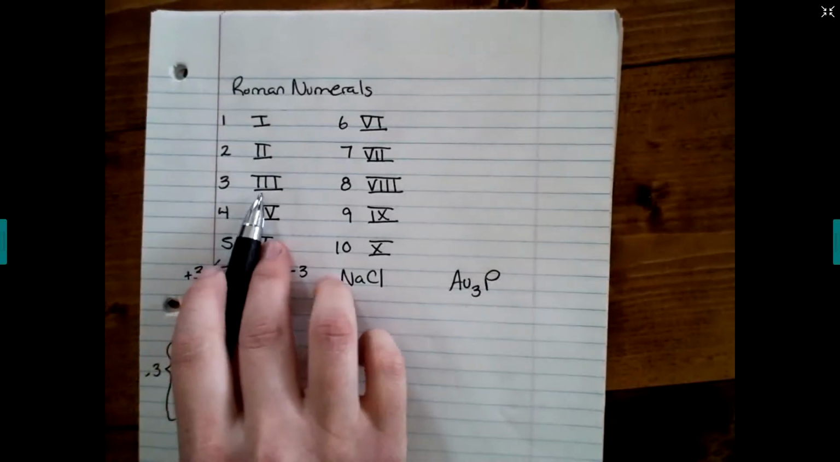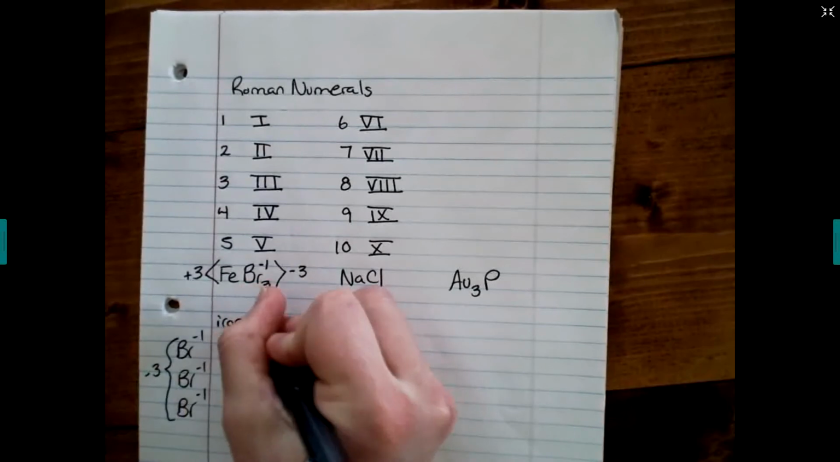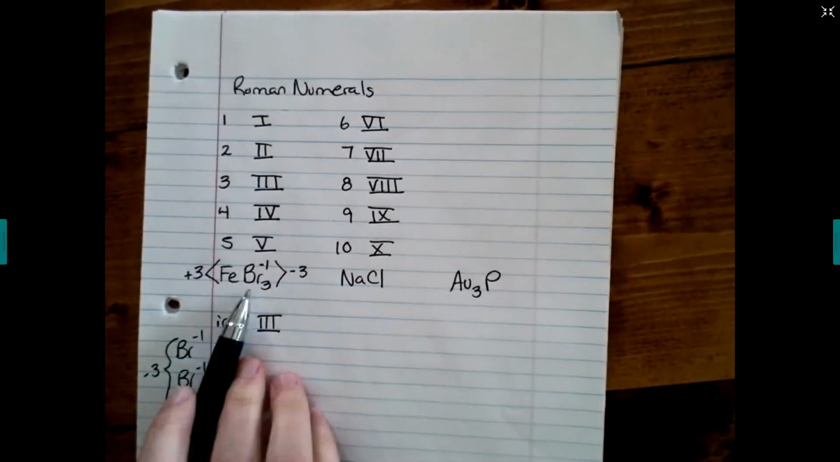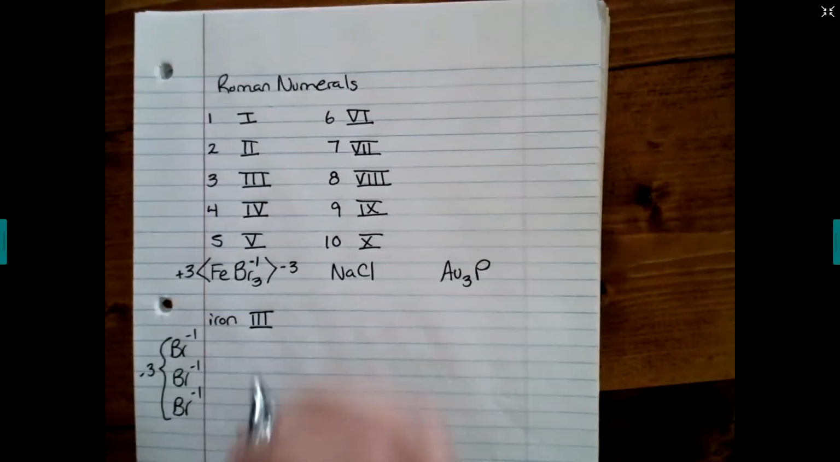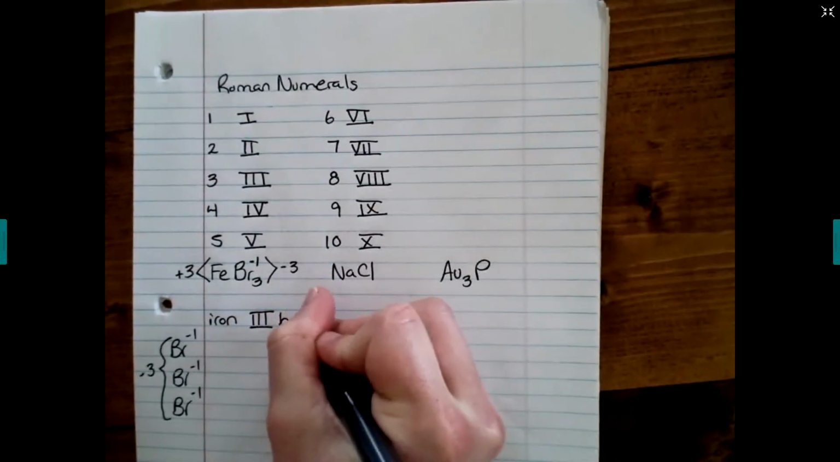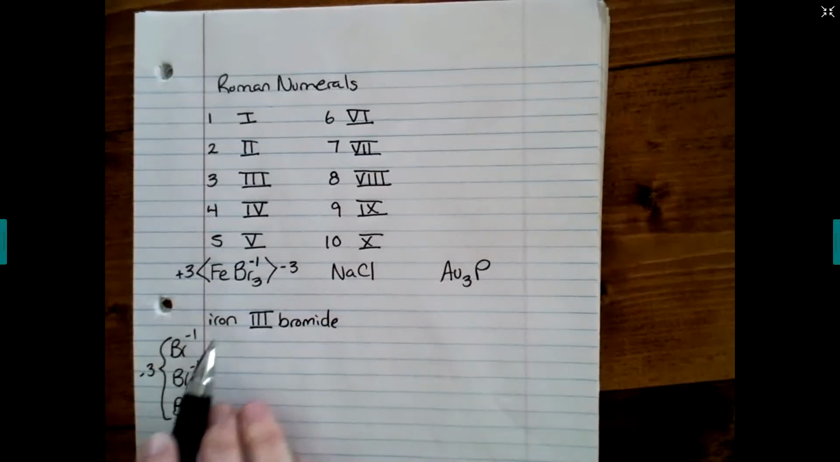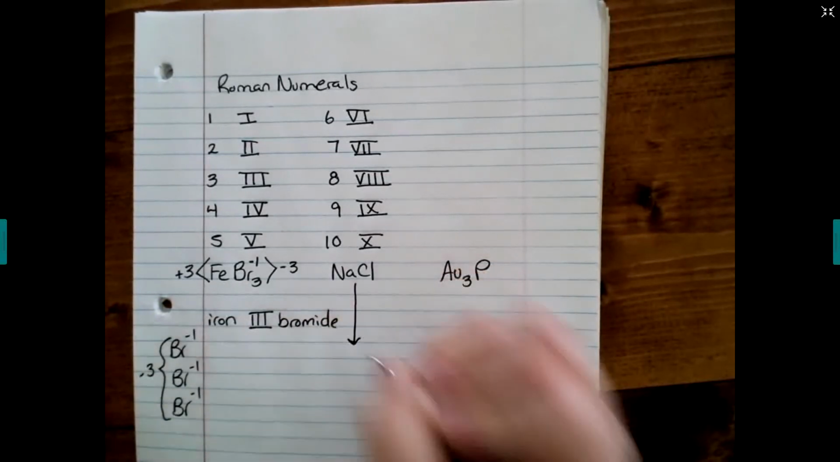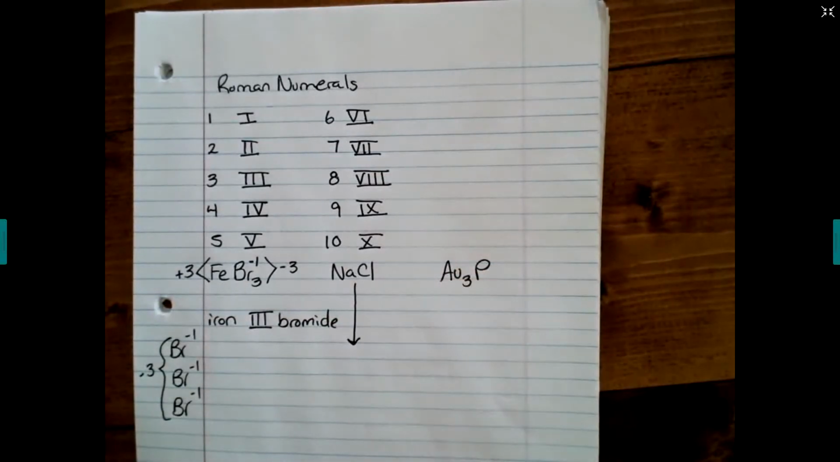So I'm going to write the Roman numeral 3 next to iron. And then when you name bromine, for nonmetals you have to change the ending to "ide." So the name of this would be iron 3 bromide. All right, we're going to name the second one. You're probably very familiar with this compound.